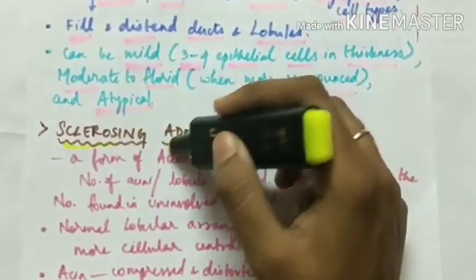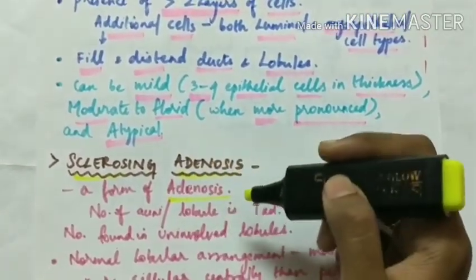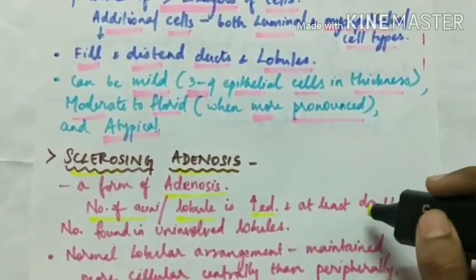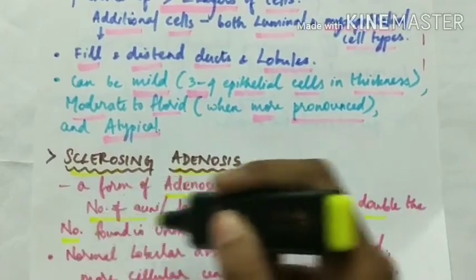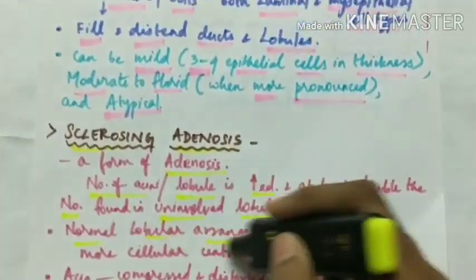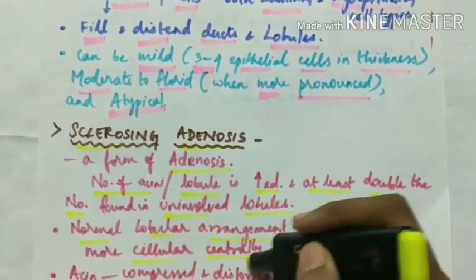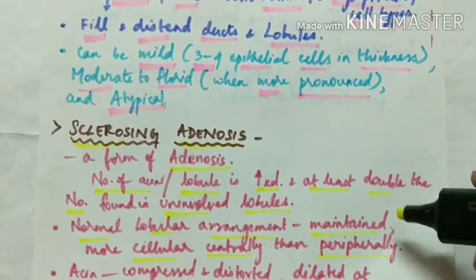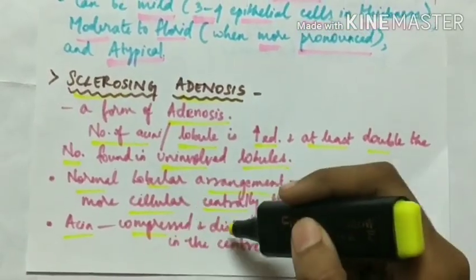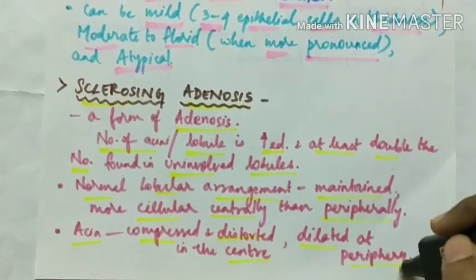Next is sclerosing adenosis. As the name suggests, it is a form of adenosis. That is, the number of acini per lobule is increased and at least double the number found in uninvolved lobules. The normal lobular arrangement is maintained and it is more cellular centrally than peripherally. So there is more cellularity in the center. The acini are compressed and distorted in the center, whereas they are dilated at the periphery.